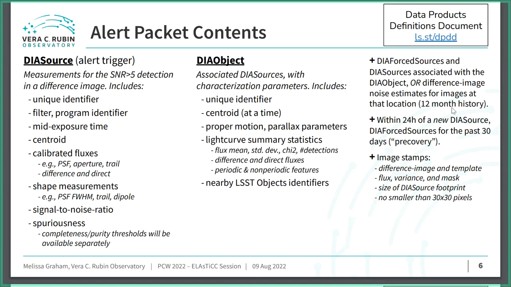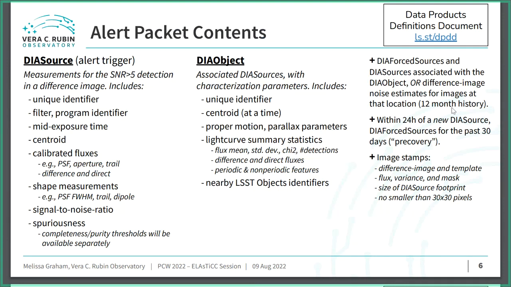The signal-to-noise ratio, and then, of course, a spuriousness parameter, which is like a real-bogus parameter that helps you make cuts on things. And also provided will be what spuriousness cut you should apply if you want a completeness of X or a purity of X in your sample. So that kind of characterization of the real-bogus should be done for you as well, so that you can make cuts not just on flux, but also on the real-bogus spuriousness parameter.